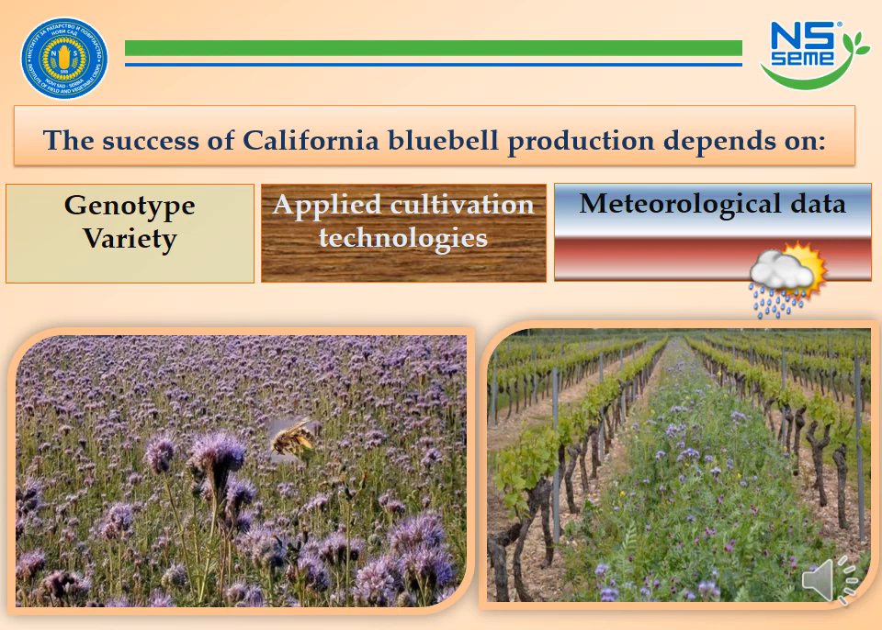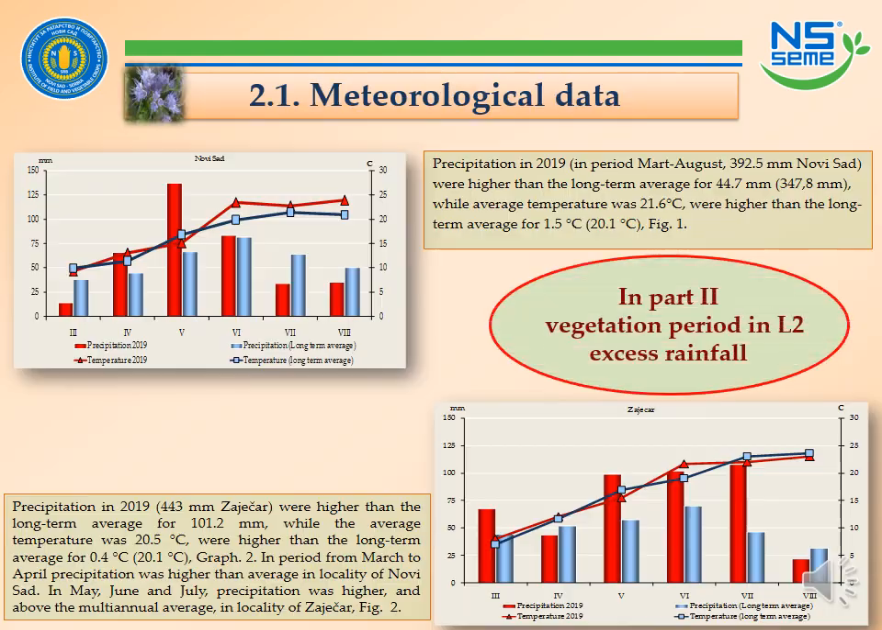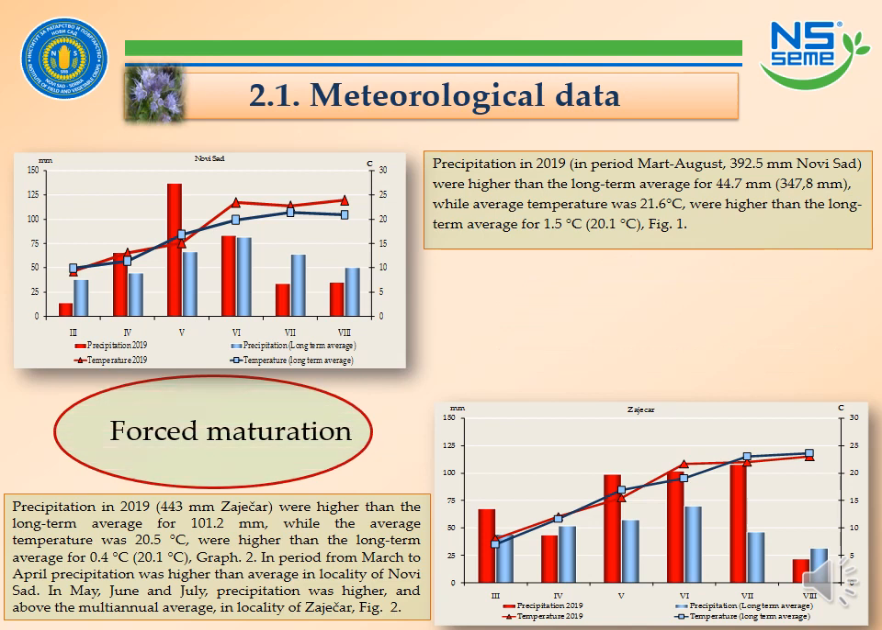The success of California bluebell production depends on genotypes, applied technology, and meteorological data. Precipitation in 2019 on the first locality was higher than the long-term average, while average temperature was also higher than the long-term average. Regarding the second locality, precipitation was also higher, while the average temperature was also higher than the long-term average. In general, based on this graph, we can say that in the period from March to April, precipitation was higher in Novi Sad, while in May, June, and July, precipitation was higher on the second locality in Zaječar and was 443 millimeters.